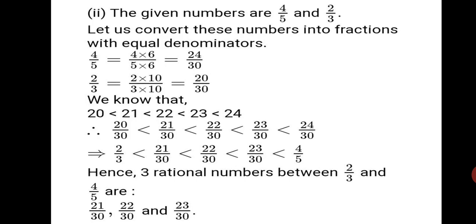So 5 how much are 30? 5 6s are 30. 3 how much are 30? 3 10s are 30. So multiply accordingly. Now see the numerators that you have got, 24 and 20.